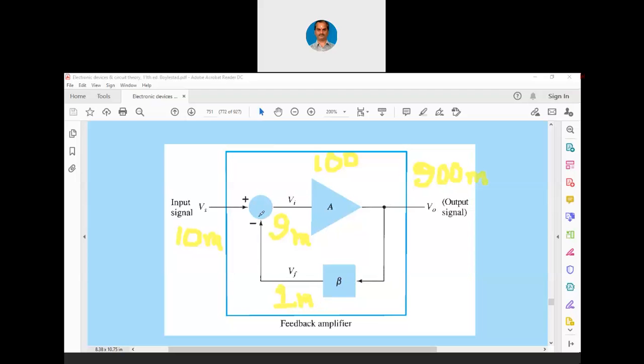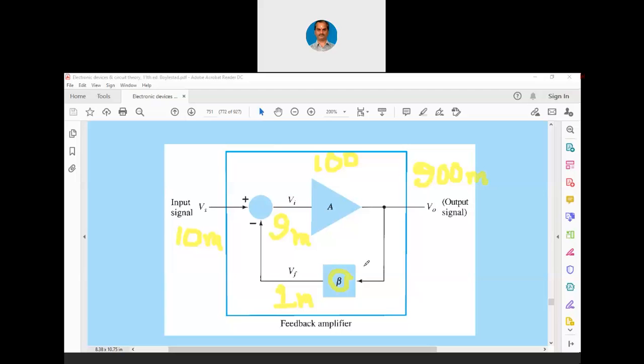Now always Vi will be less than Vs, or Vi will be Vs minus Vf. Vf is some percentage of V0. That is decided by beta. What is this beta? Beta is the feedback factor. Now don't get confused with the beta which we have been using till now. That is why in engineering there are so many symbols which are used at multiple places.